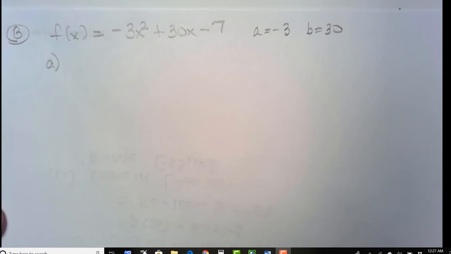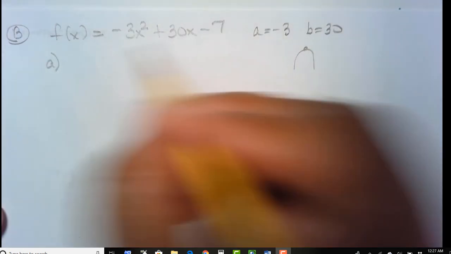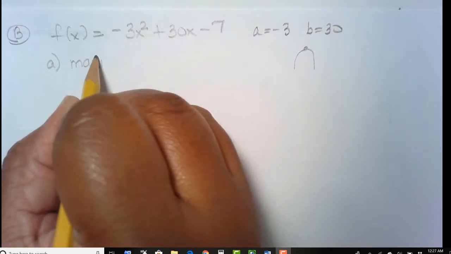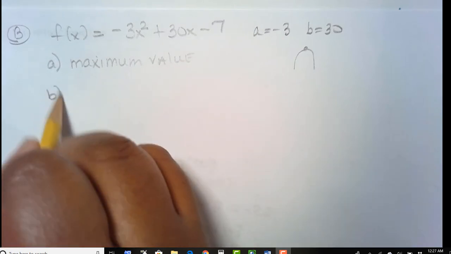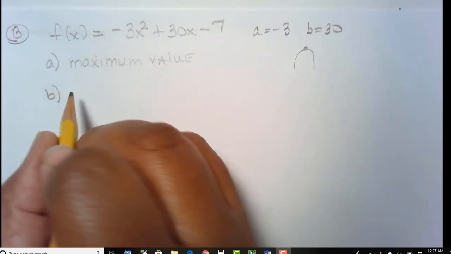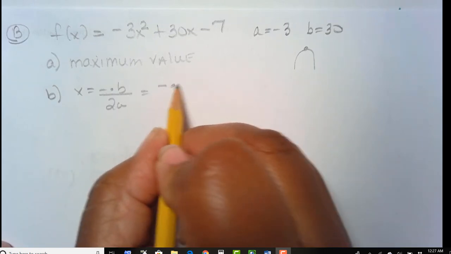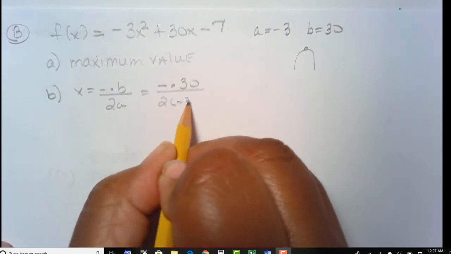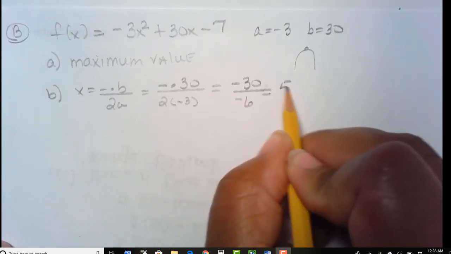So do we have a minimum value or do we have a maximum value? Because our a is negative 3, we know that the parabola is going to open downward, so this means we're going to have a maximum value. So let's find its maximum value and determine where it occurs. We're going to use x is equal to negative b over 2a again. So we have negative times 30 over 2 times negative 3. That gives us negative 30 over negative 6, and that is 5.